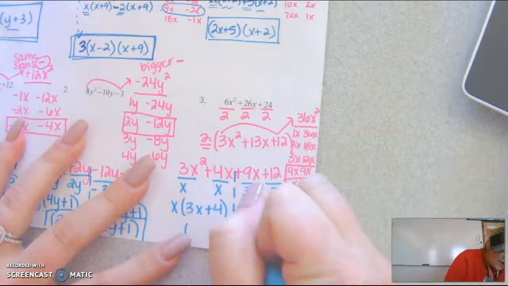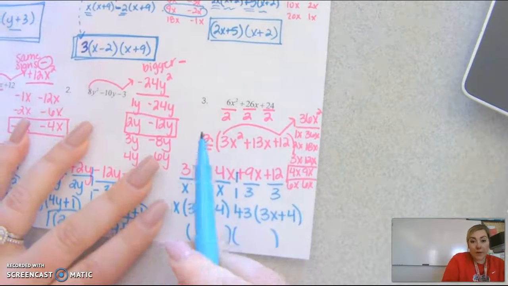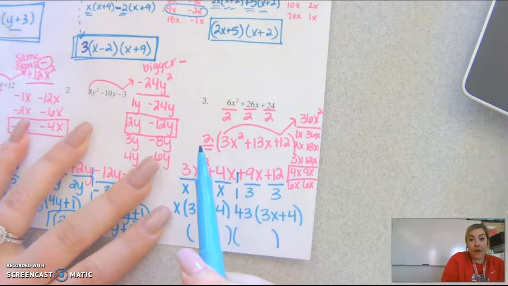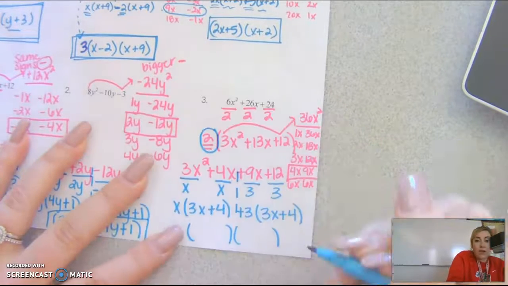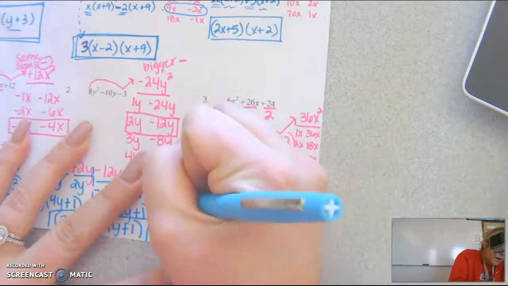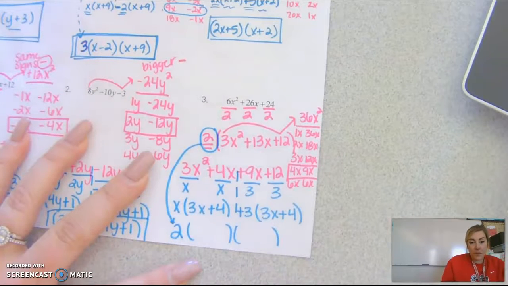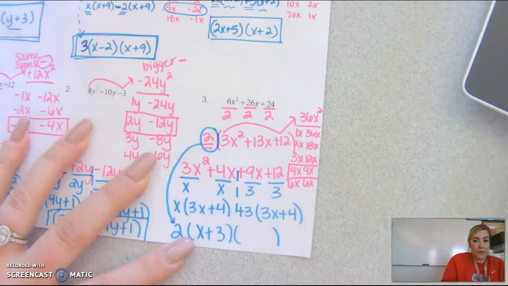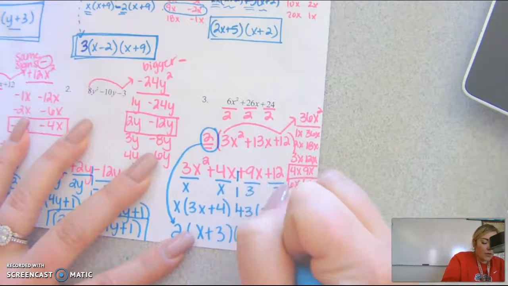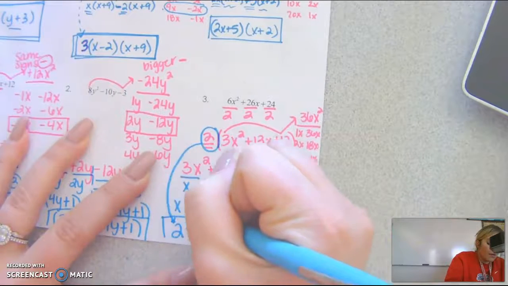All right, so now we're going to write our answer in our two sets of parentheses. What's really important is that in the very beginning, I had a GCF. I had that 2. That 2 didn't disappear. We need to make sure that we bring it down in our answer. So I need to have that 2 in front, and then I have my x plus 3 for my first set of parentheses, and 3x plus 4 for my second set. And that's it. That's my answer.